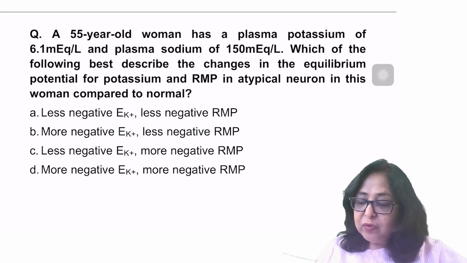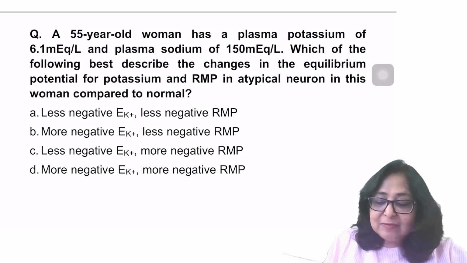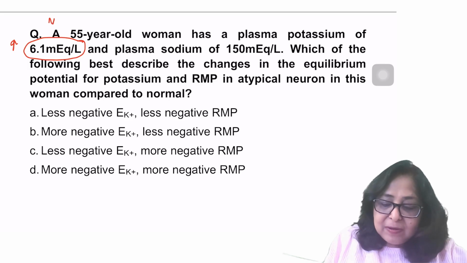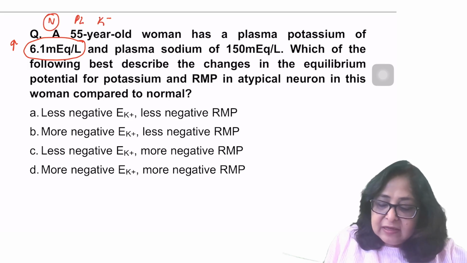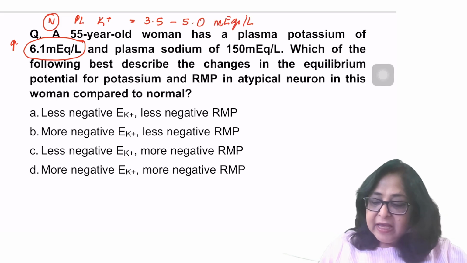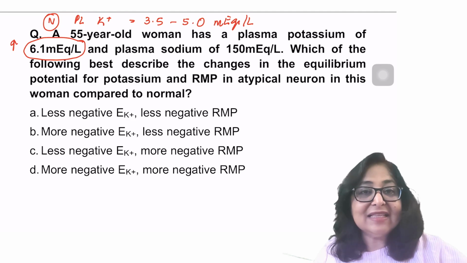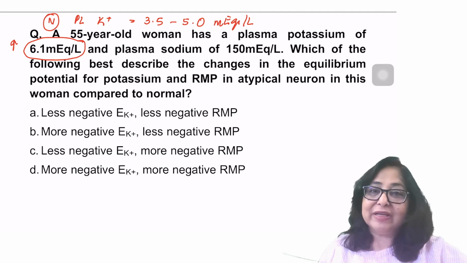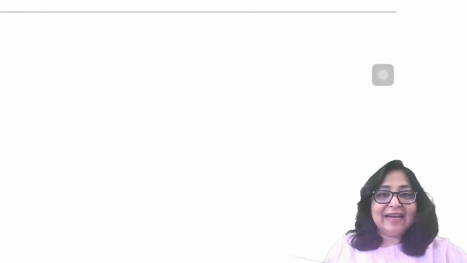Next, a 55-year-old woman has a plasma potassium of 6.1. So this is definitely elevated. How much is normal plasma potassium? This is 3.5 to 5 milliequivalents per liter. Now the question says, how does this affect the equilibrium potential for potassium and the resting membrane potential? So let's try and understand that.